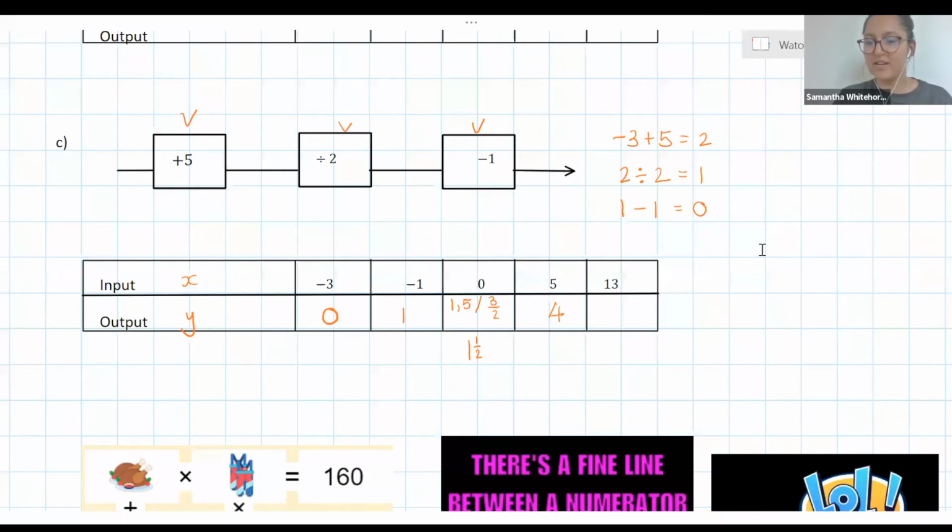I want to say Andre, do you want to give us the last one? Am I right? Hello? Andre? Yes, hello. Tell us the last one. Okay, so I said 13. 13 plus 5, which gave me 18. Good. And I divided it by 2, which gave me 9. Good. And I minused it by 1, which gave me 8. Fantastic. So there we've got our output of 8.